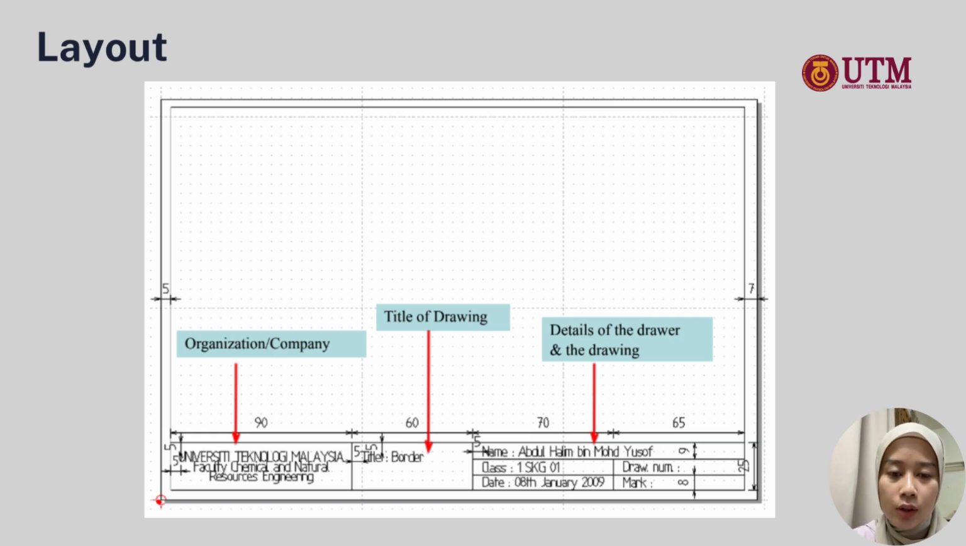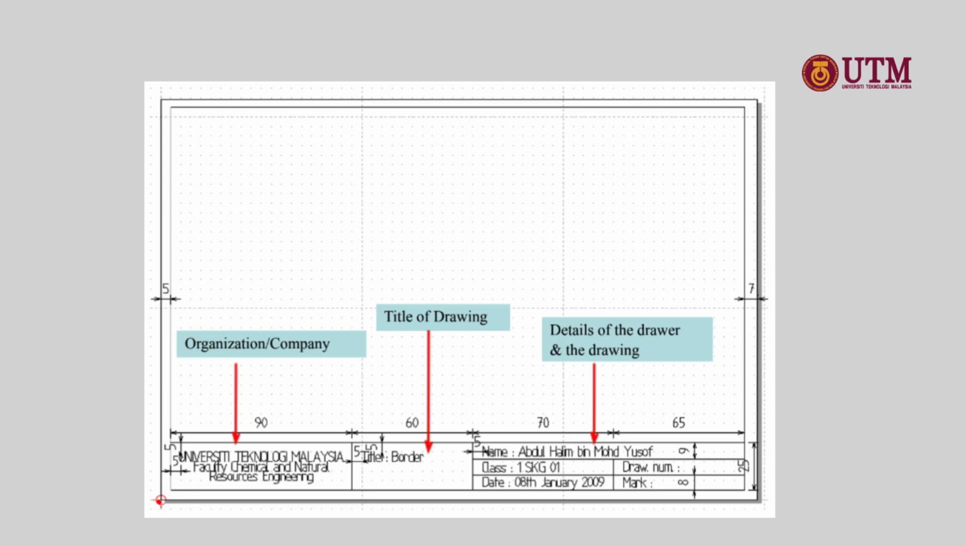First, the organization or company name is placed clearly to show who produced the drawing. Second, the title of the drawing is included to describe what the drawing represents. Finally, the details of the drawer and the drawing are provided, such as the name of the person who prepared it, the date, scale, and drawing number. This structured layout helps ensure all important information is organized and easy to identify.